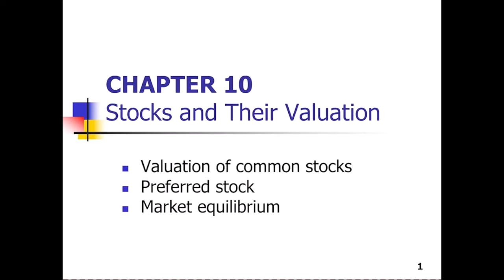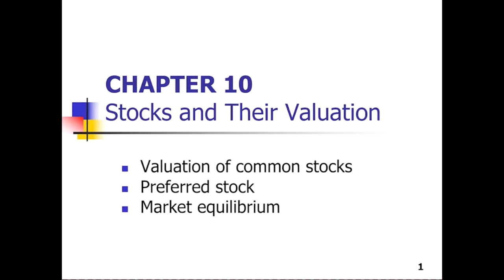Hello everyone. Today we start a new chapter, chapter number 10, stocks and their valuation. As we learned before, the value of a bond is quite straightforward because there are only two types of cash flows, the fixed amount of coupon payment and face value. The value of preferred stock is also simply calculated using the perpetuity formula.